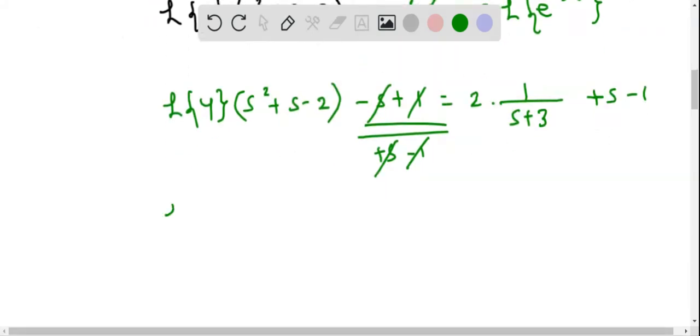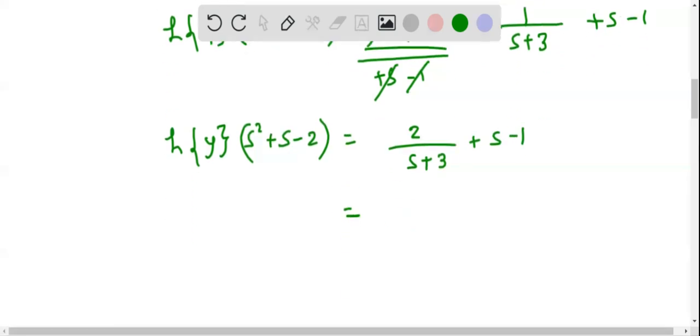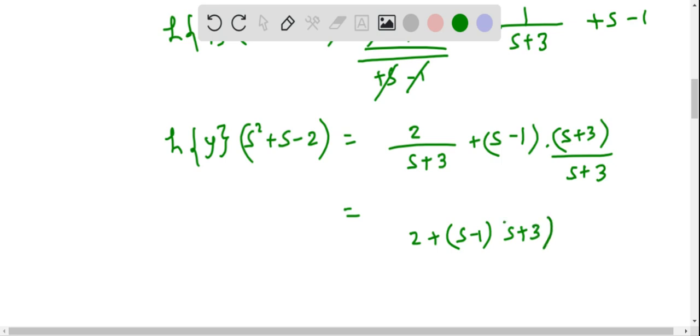So let's rewrite this. So we have Laplace transform of y times s squared plus s minus 2, and this equals 2 over s plus 3 plus s minus 1. We will simplify this right side expression. So I'm going to multiply the second factor by s plus 3 over s plus 3, so that we will have a common denominator. So therefore this becomes 2 times s minus 1 times s plus 3 over s plus 3 as the common denominator. We'll FOIL this out.